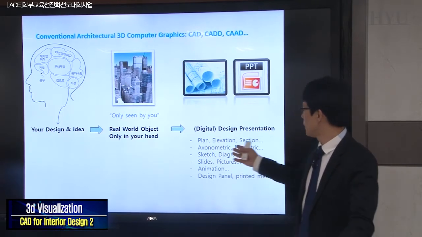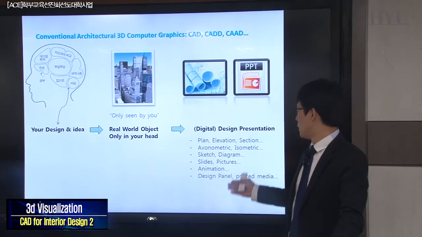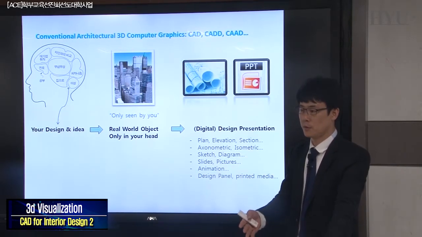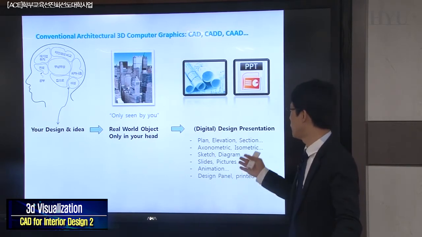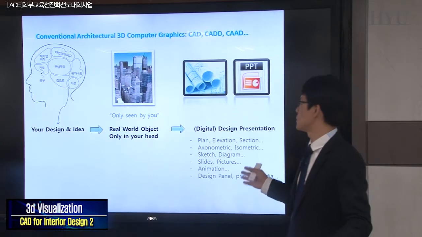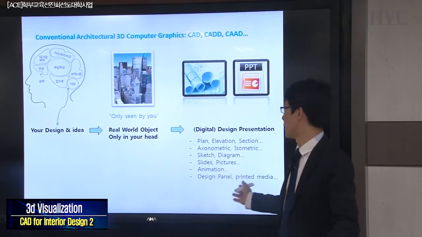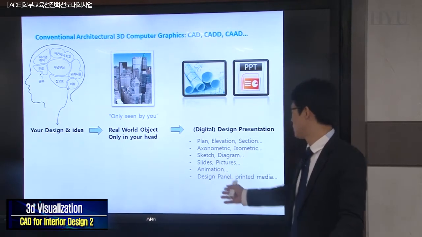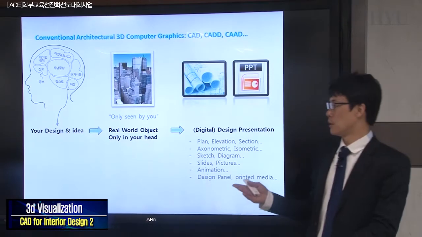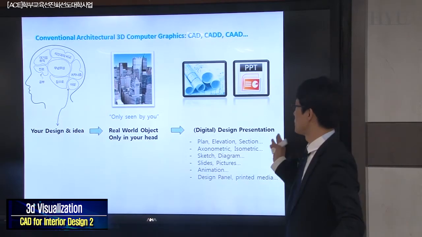So all here: plan, elevation, section, diagram, sketch, slide, pictures, animation. The picture here means you can take pictures by film camera, even digital camera. Anyway, that digital camera picture is going to be used in some analog way, not a total 100% digital way. Animation, design panel, printed media. You can print your ideas, or you can tie a book for your concept book, something else.